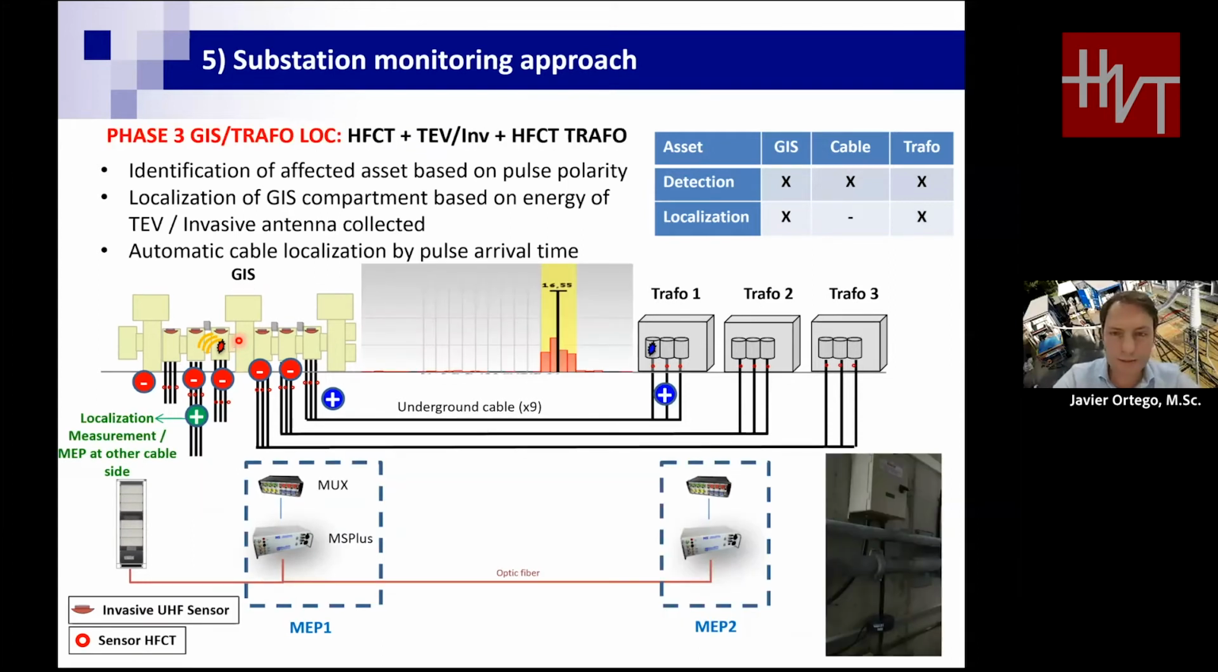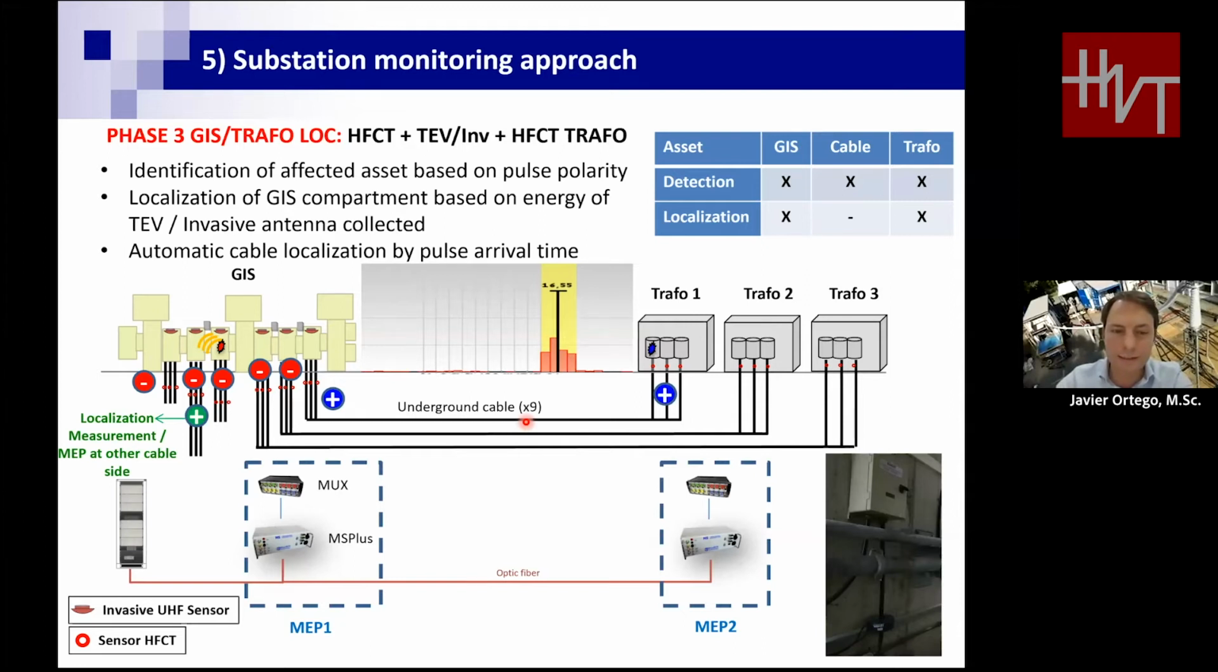The last approach, the total application, is installing another instrument on the transformer side. If we combine the second approach with another equipment on the transformer side, just using high frequency current transformers, so we can multiplex and cover the 3 transformers of the substation, we will be able to obtain localization at the transformer. So we will be able to apply localization along the cables to connect the transformer with the GIS.